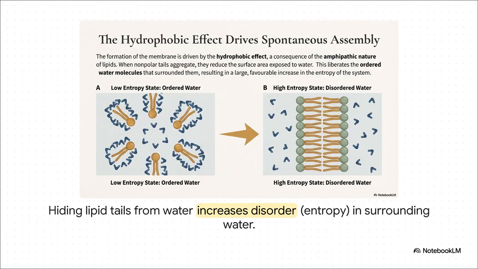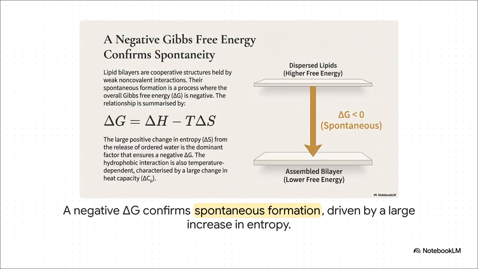Okay, now check this out, because this is the paradox that makes it all work. On the left, when lipids are just floating around, the water molecules have to form these rigid, ordered cages around their oily tails. That's a very low entropy state for the water. But when the lipids snap together to form a membrane, as you see on the right, all their tails hide together, and that frees up billions of water molecules to just zip around randomly. So even though the membrane itself is an ordered structure, it causes so much disorder in the water around it that the total entropy of the universe goes way up. Physics loves this.